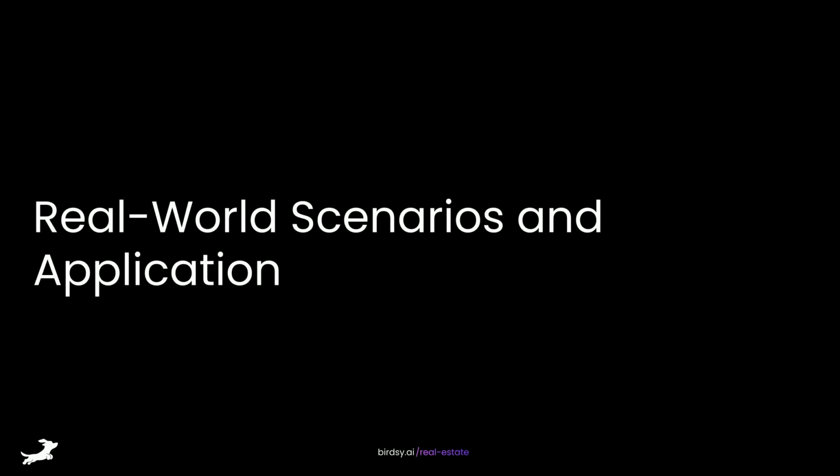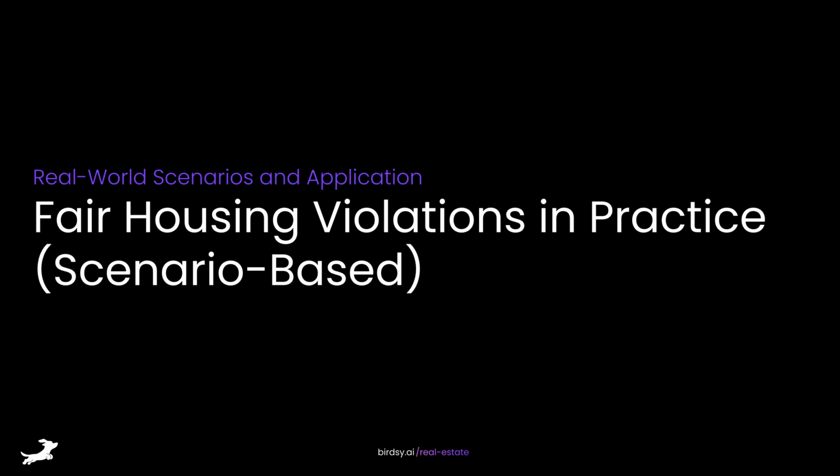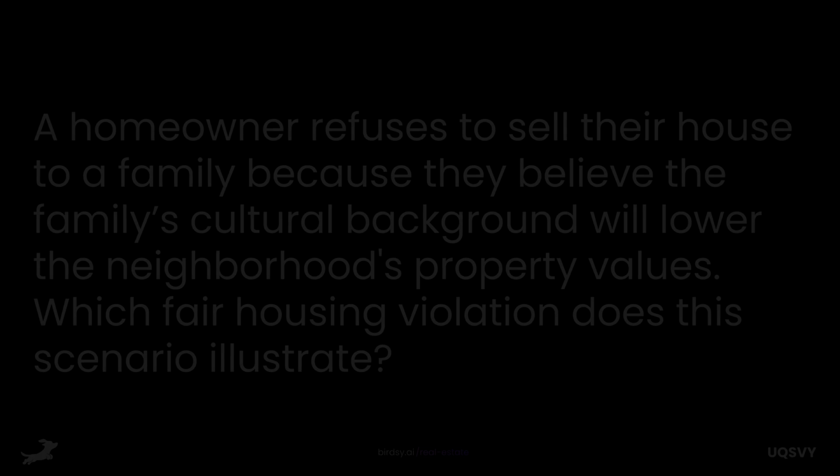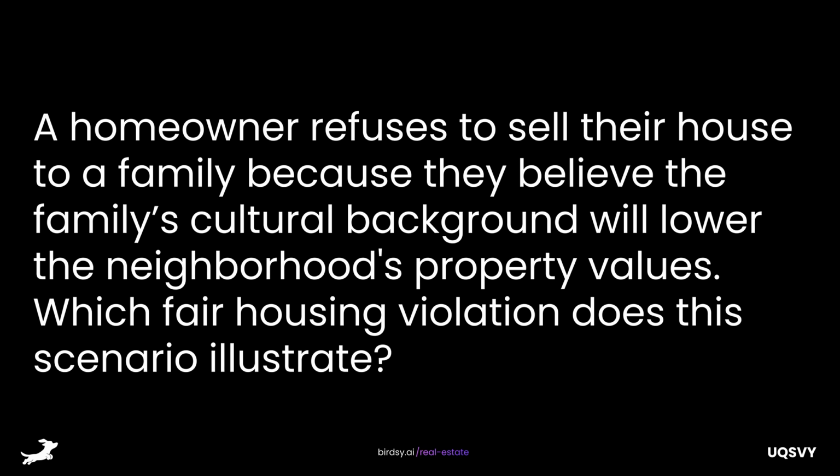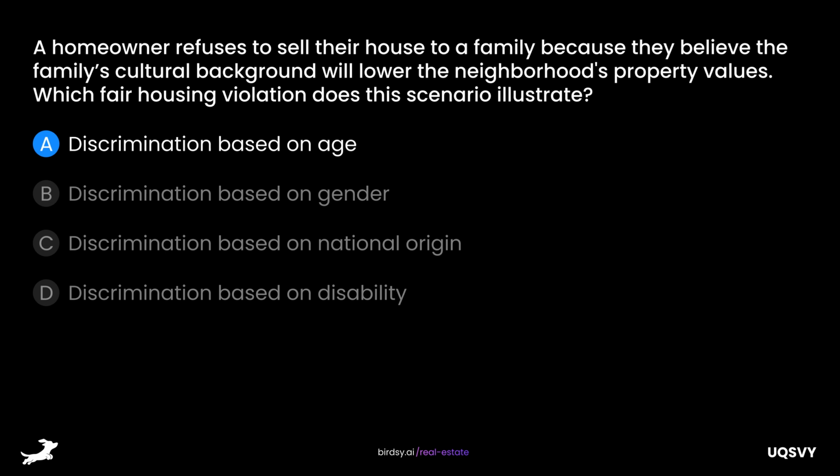Real-world scenarios and application. Fair housing violations in practice, scenario-based. A homeowner refuses to sell their house to a family because they believe the family's cultural background will lower the neighborhood's property values. Which fair housing violation does this scenario illustrate? Is it A, discrimination based on age, B, discrimination based on gender, C, discrimination based on national origin, or D, discrimination based on disability? The answer is C, discrimination based on national origin.